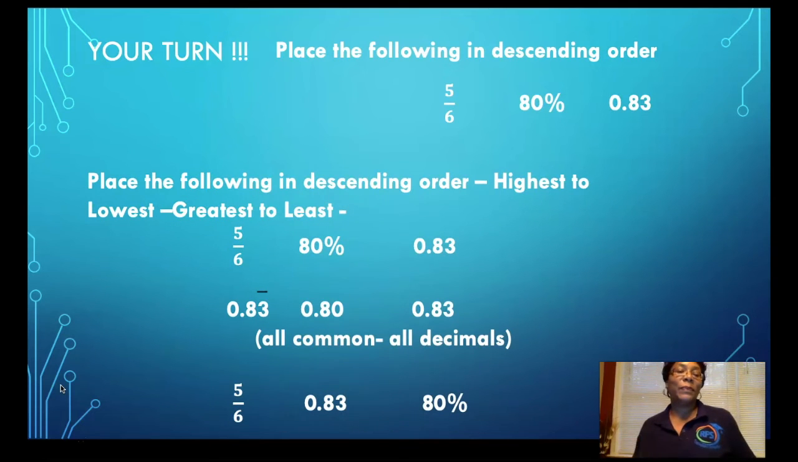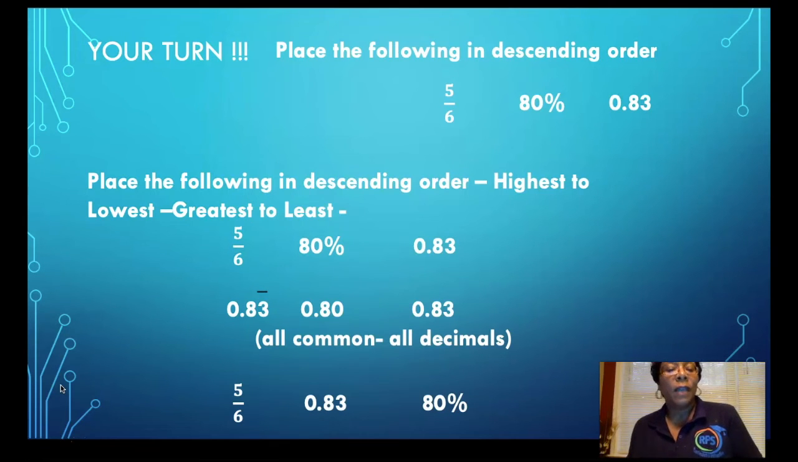Welcome back. So let's see. Descending order, highest to lowest, greatest to least. Let's see if we have that in here. So 5/6, and again, I made them all decimals, and you're probably saying, why does she keep using decimals? Because it's one of those forms that's kind of easy to go between from each of our representations. But I could have used all fractions or all percents.